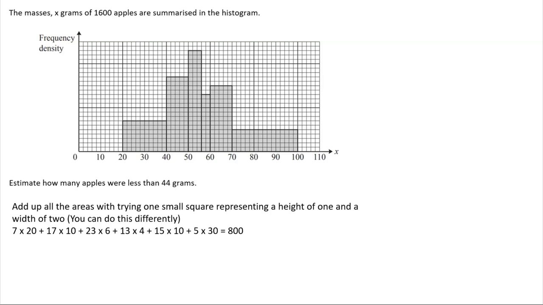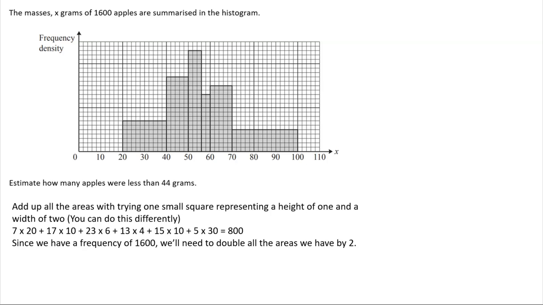But if you did the method where you counted the number of squares, you would have got 400, which is absolutely fine. Okay, so you can do it that way as well. Remember, histograms, it all works in proportion. So you can use different methods to do this.